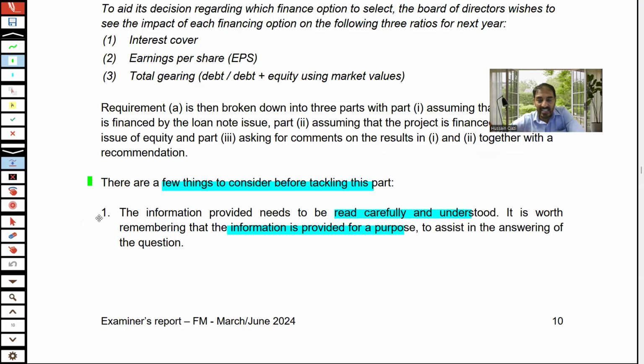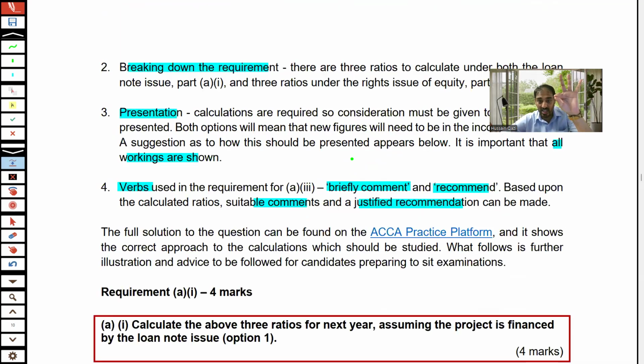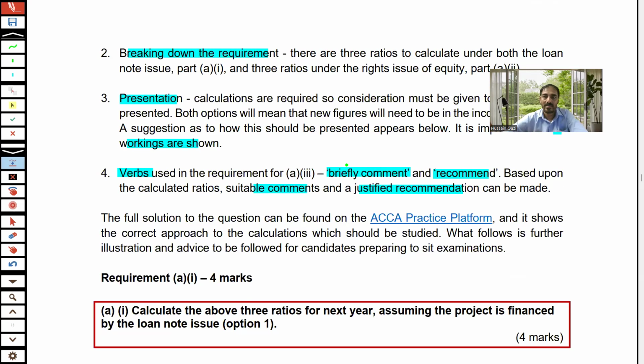Number one, the examiner mentions here: there are a few things to consider before tackling this part. What few things? The information provided needs to be read carefully and understood. Have you done that? Yes. It is worth remembering that information is provided for a purpose. You cannot ignore the information in the question to assist in answering the question. So read requirement and context very carefully. Have we done that? Yes.